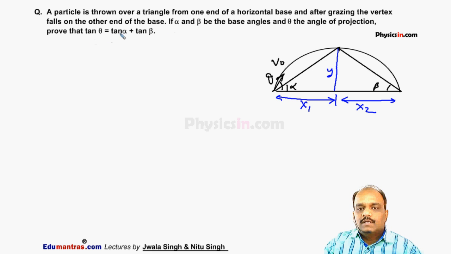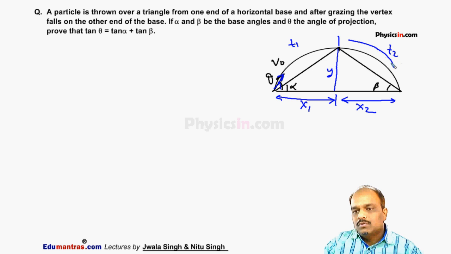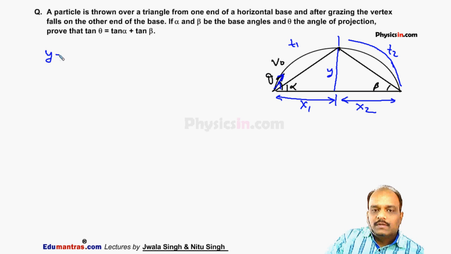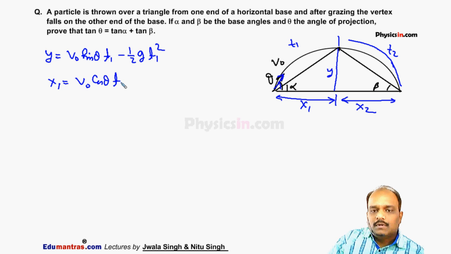We have to prove that tan theta is equal to tan alpha plus tan beta. Alpha and beta are the base angles of this triangle. Theta is the angle of projection of this projectile. So let this time be t1 when the particle is here, and after t1 it takes time t2 to reach the ground. So we can say y is equal to v naught sine theta into t1 minus 1 by 2 g into t1 square. Also we can say x1 is equal to v naught cos theta into t1.